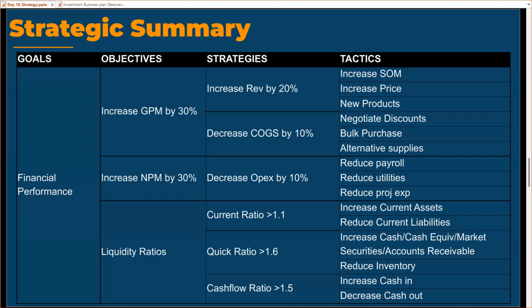If you're a market leader and there's no choice of product, then if you increase your price, people still have to buy your product. So that way you can grow your revenue by increasing the price. Then the third way is new products.